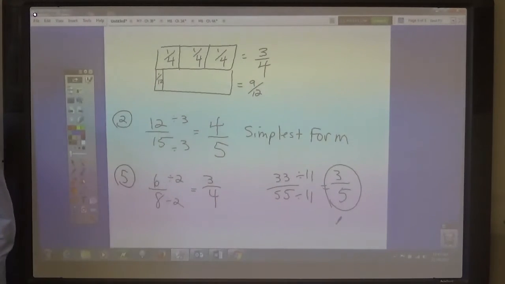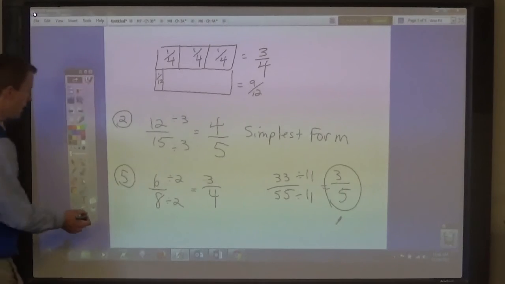All right, what I want you to do is, starting on page 114, do numbers 9 through 39 odds. 9 to 39 odds.